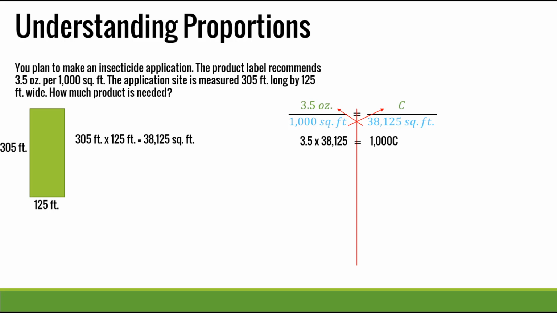The next step is to simplify the equation, so 3.5 times 38,125 is equal to 133,437.5. Now, we can solve for C by eliminating the 1,000 on the right side and dividing by 1,000 on the left side. So let's go ahead and do that. Divide by 1,000, divide by 1,000. 133,437.5 divided by 1,000 gives us C equaling 133.4 ounces needed to treat this application size.